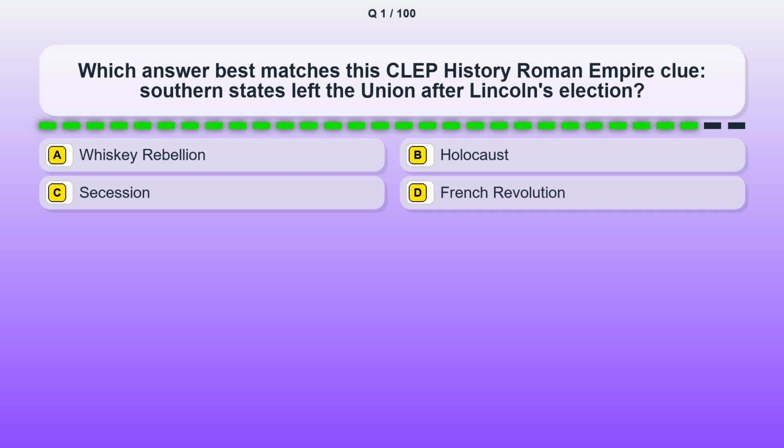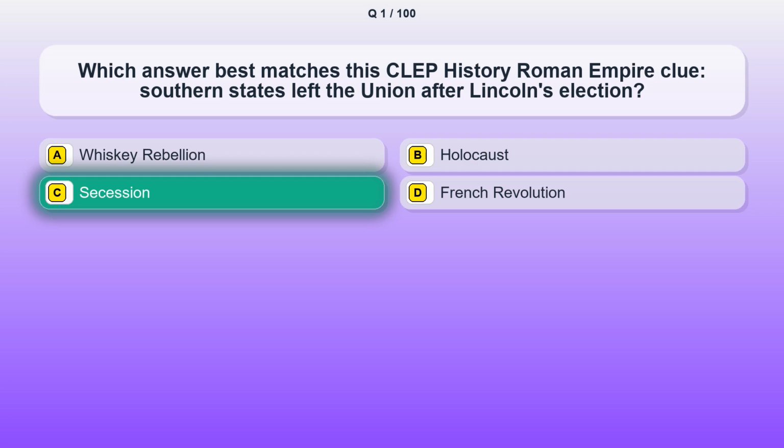Question 1. Which answer best matches this CLEP History Roman Empire clue? Southern states left the Union after Lincoln's election? Option A. Whiskey Rebellion. Option B. Holocaust. Option C. Secession. Option D. French Revolution.